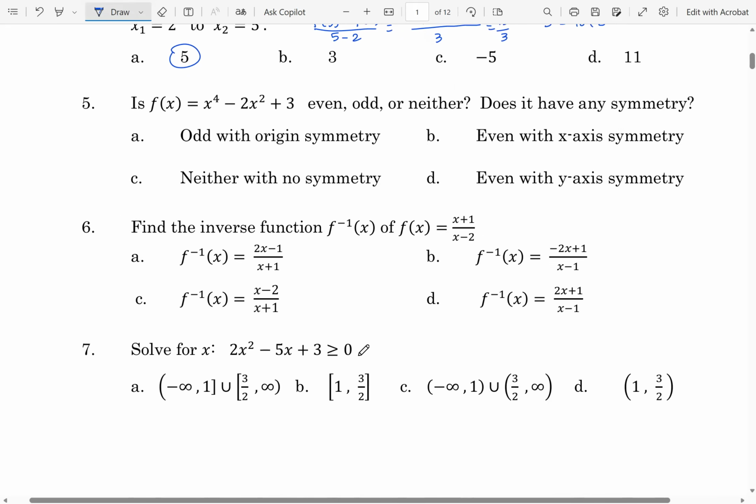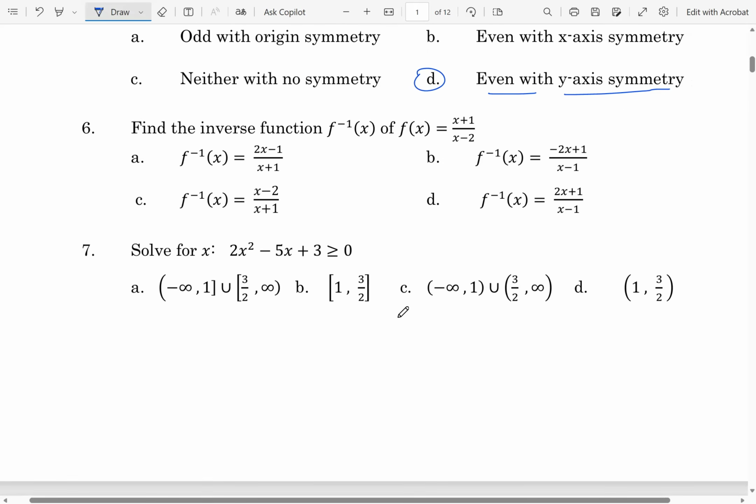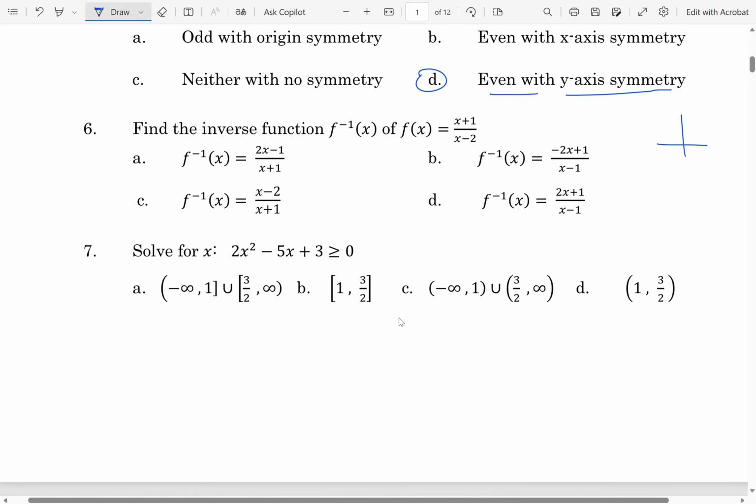Question number 5: is f of x equal x to the power 4 minus 2x squared plus 3 even, odd, or neither? Look, this function, the powers are all even. Look, x to the power 4, x to the power 2, and even 3 is considered 3x to the power of 0. All powers now are even. So this function is an even function, and all even functions are symmetric about the y-axis, or have y-symmetry. Like the x squared function, you remember x squared is a parabola like this, open upward, and symmetric about the y-axis.